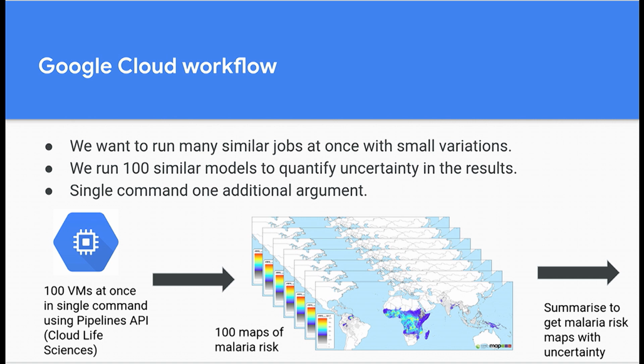And with Pipelines API, we can run the same single command, but with just an extra argument to tell it how to run those models differently. And we run that, and it does the same thing, similar to before, except it spins up 100 VMs, runs each of the models, and outputs 100 maps of malaria risk. And so then we can summarize those 100 maps to produce our predictions with uncertainty. And that takes exactly the same time as it would for one. And so this is where the power of Google Cloud comes in to help us.